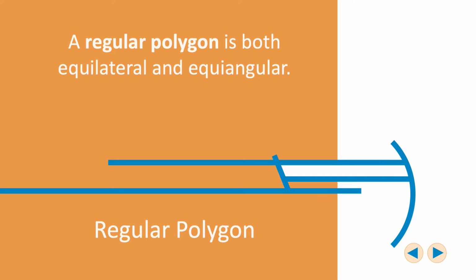A regular polygon is when it has equal sides and equal angles. So when I was trying to draw that pentagon first and I said it was not regular, this is what I meant. It does not have equal sides or equal angles when I was drawing it anyway.